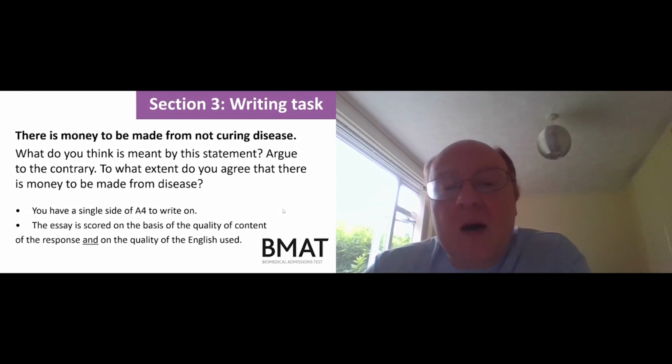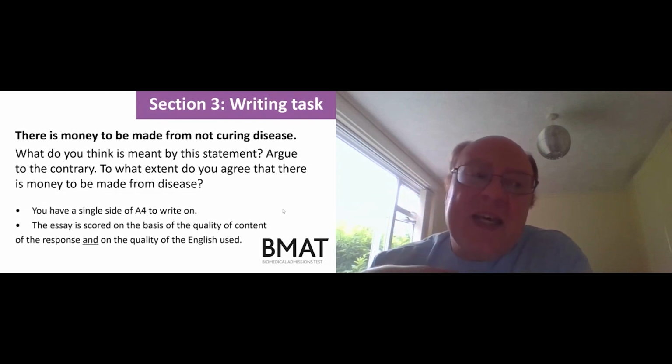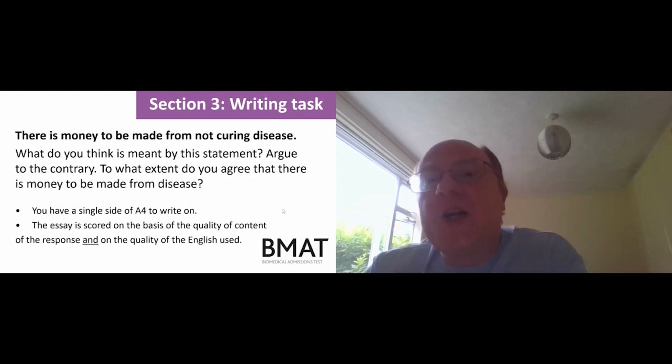And what's being marked is the quality of the content of your answer and the quality of the English being used. Now, by quality of the English being used, I just mean, is it clear? Is it comprehensible? Can somebody understand what you are saying? So the markers are not going to be picking out every single slight spelling error or a missing apostrophe or a misplaced comma. It's marked very holistically.